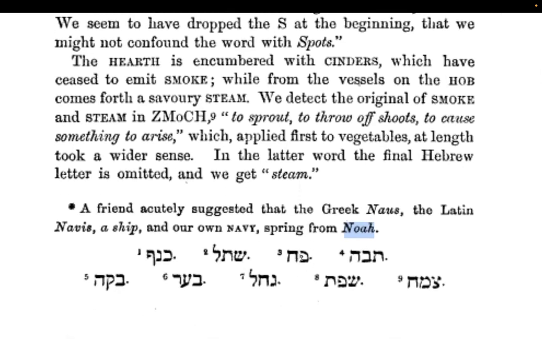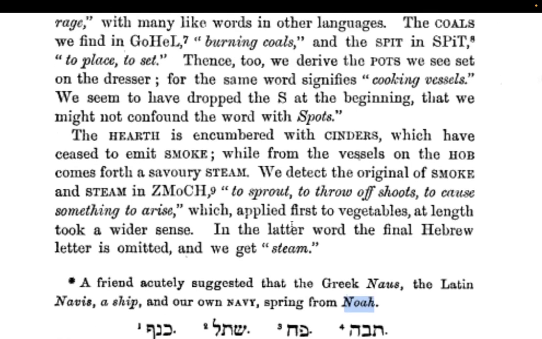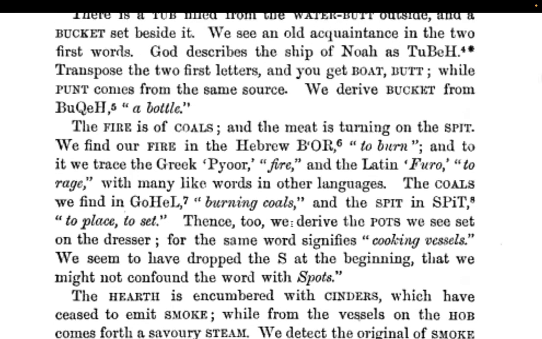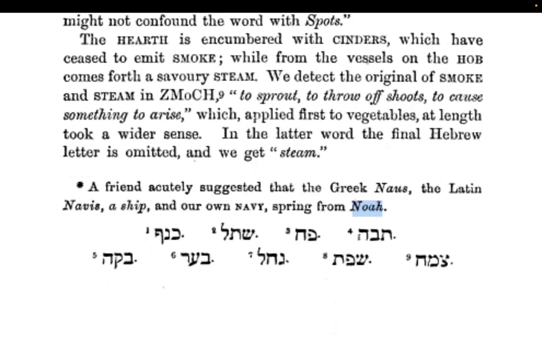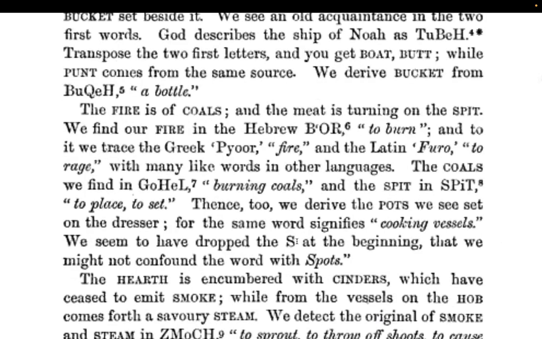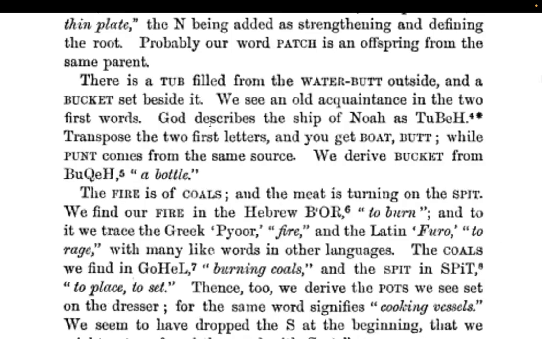But the word we were looking for right there was pach, pe, chet. Oh, I'm sorry, we're looking for tub, the next one. Toba, tub, right? Tau, bait, hay. Transpose the first two letters and you get boat, while punt comes from the same source. We derive bucket from bouquet, a bottle.